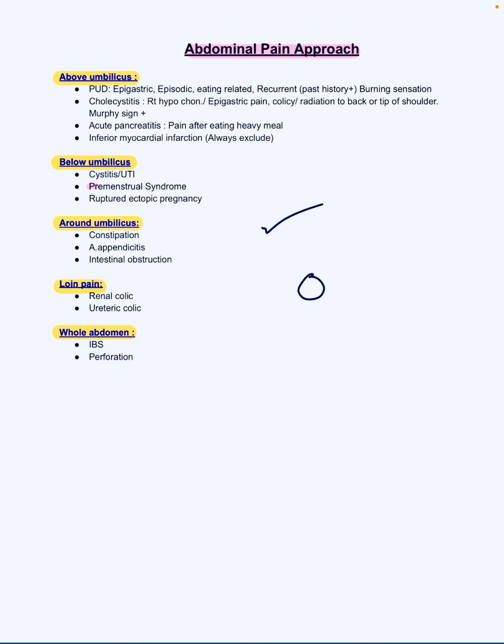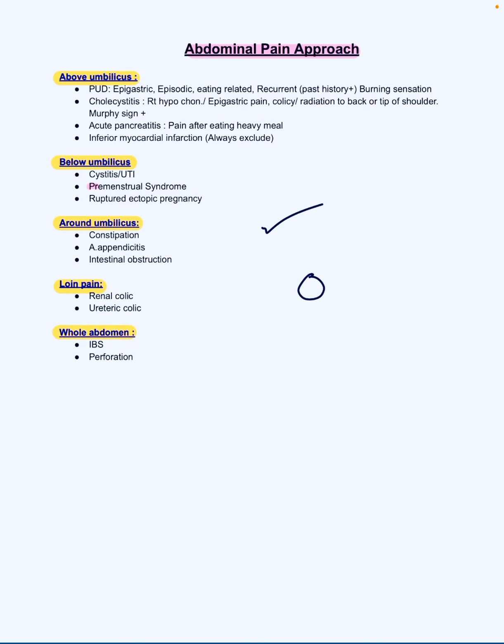In case of cholecystitis, it is usually right hypochondriac or epigastric pain, colic in nature, radiates to back or tip of shoulder, and usually Murphy's sign is positive. Acute pancreatitis pain is more after eating heavy meal, and sudden severe pain usually radiates to back. And we should always exclude inferior myocardial infarction.